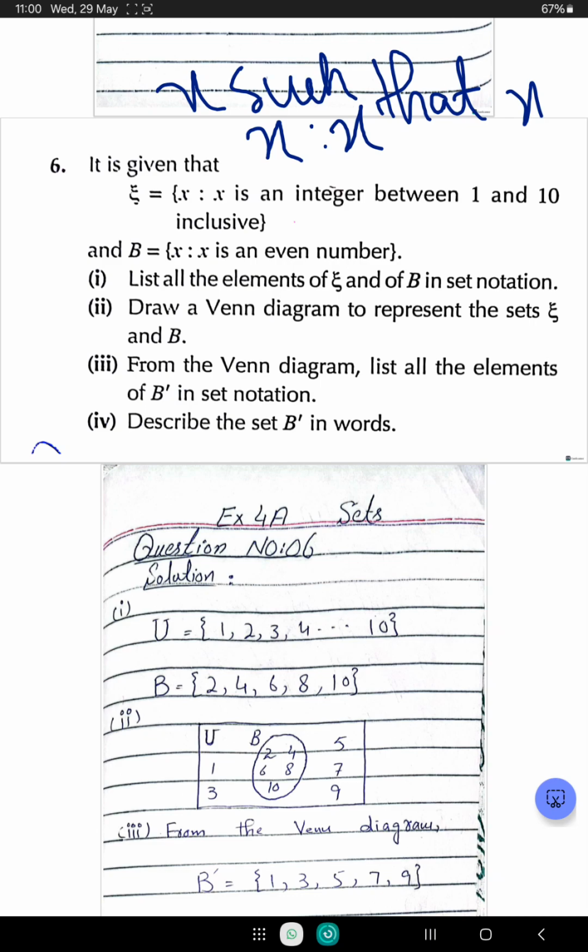Part b: draw a Venn diagram to represent the universal set and the B set. Part c: from the Venn diagram, list all the elements of B complement in set notation. Part d: describe the set B complement in words.